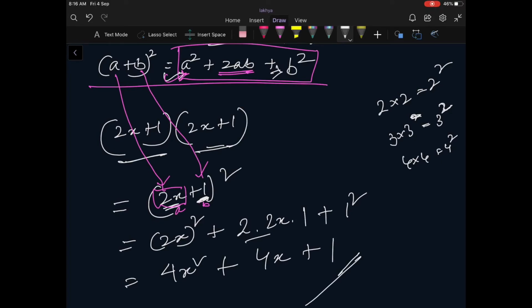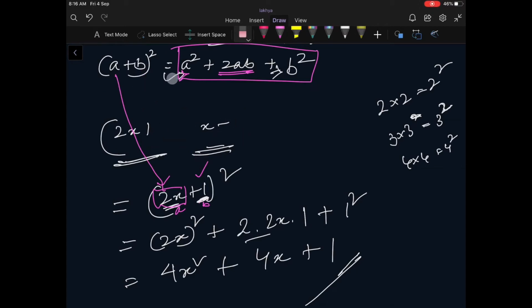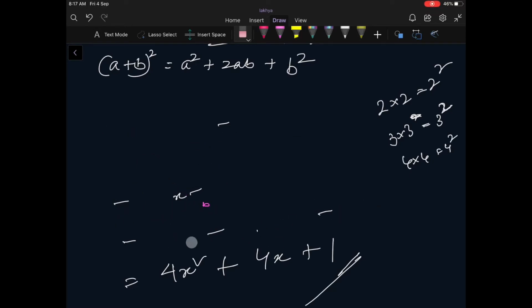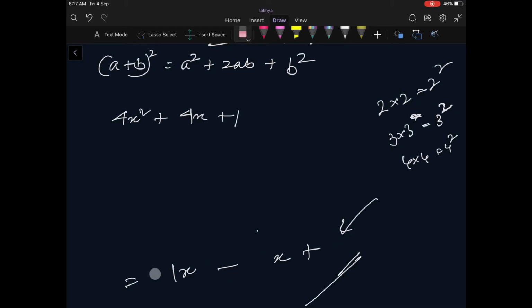So that's how we can multiply such polynomials, sorry, binomials by binomials, of the same kind using this identity. And this can be used in factorization as well. So let me show you again how to factorize a polynomial. Now you see, let us take this polynomial, 4x square plus 4x plus 1. So let us factorize this. How to factorize this? Using this identity.